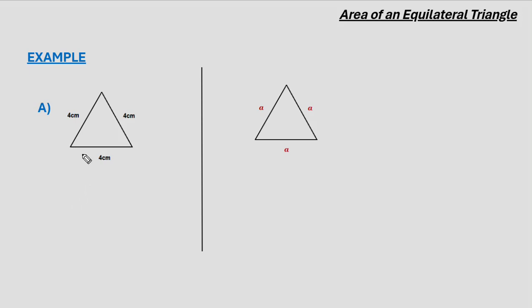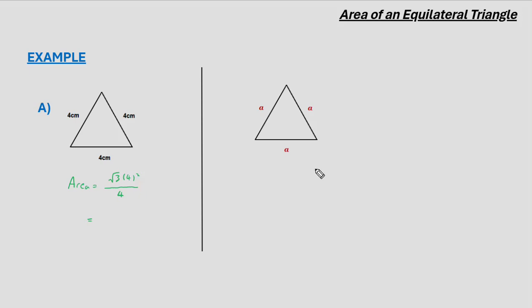If we want to work out a value for the area of this equilateral triangle, in example A, we can do root 3 multiplied by a side length squared over 4. But before working out the area, it helps to see where this sum comes from and why we can do it.